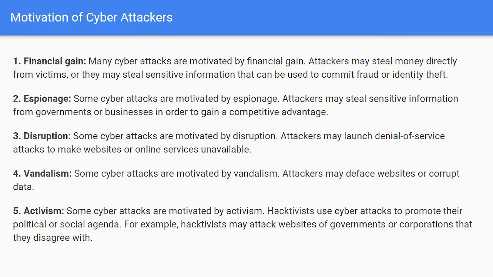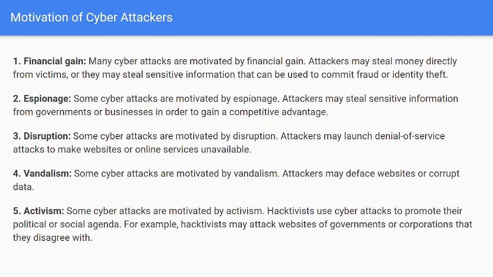So this usually happens with government agencies as well. When two governments are fighting against each other, let's say the US government and the Russian government, they are stealing information so that they can be on top in the cyber war that is going on.